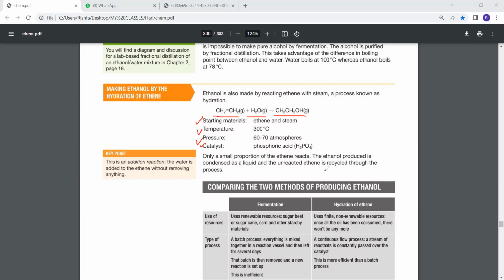Didn't we write this down? Yes, we wrote it: temperature, pressure, catalyst. But just take it down, it's okay. So this is under the production of alcohol. Production of alcohol, two methods: one is fermentation, one is hydration of ethene.